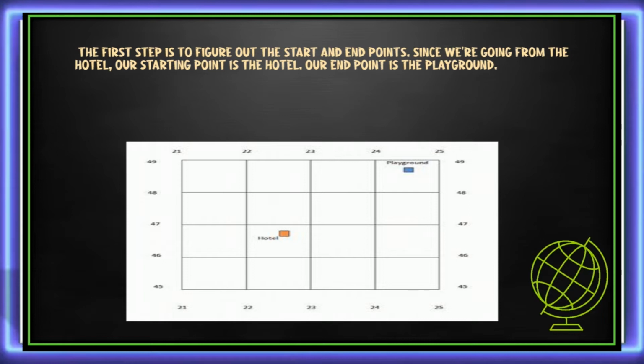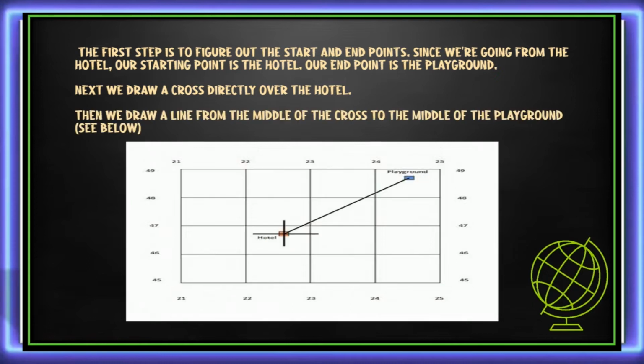Next, we draw a cross directly over the hotel. Then we draw a line from the middle of the cross to the middle of the playground. Let's have a look at the diagram on screen. We observe the line which goes from the hotel to the playground to see which of the 16 points of the compass it most closely matches.